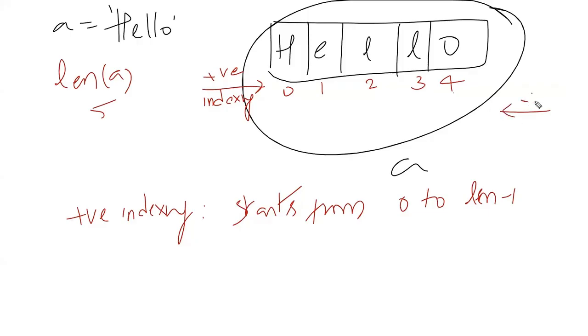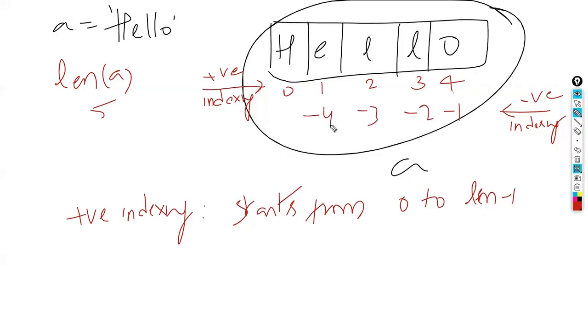Coming to the negative indexing, or reverse indexing. Reverse indexing starts from -1 in the reverse direction: -1, -2, -3, -4, -5. It will come in the reverse direction. And this concept is applicable only on strings. Each character is stored in an individual box. This logic is applicable only on the string, not on int, not on float, not on boolean.